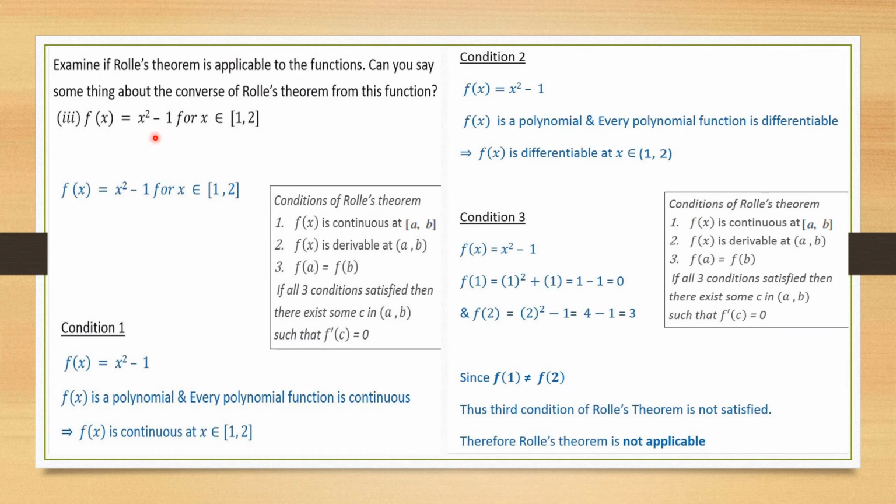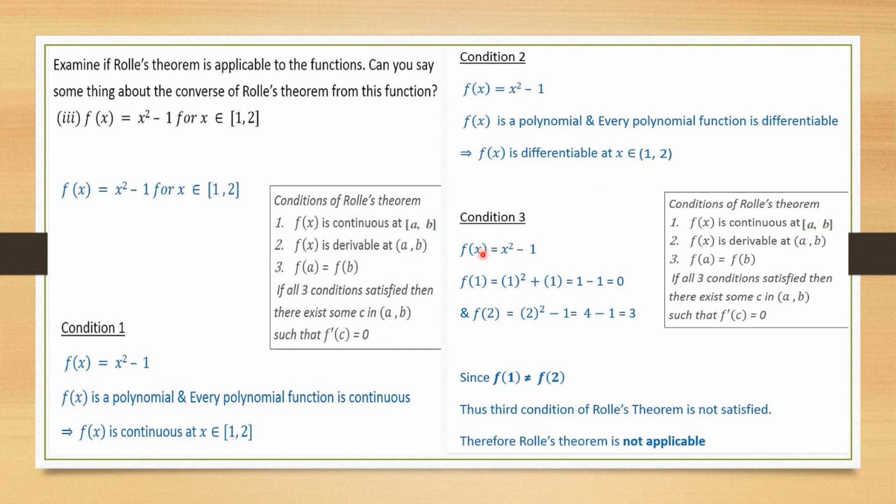Third part is f(x) is equal to x square minus 1, x belonging to the closed interval [1, 2]. So the first condition: since it is a polynomial function and every polynomial function is continuous, f(x) is continuous in the closed interval [1, 2]. Second condition: the derivative is 2x, a polynomial function, so it is differentiable also in the open interval (1, 2).